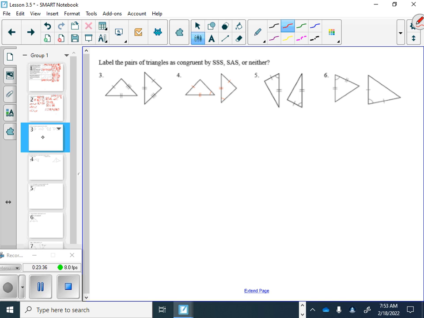For these next four, I'm asked to label the pairs of triangles as congruent by side, side, side, side, angle, side, or neither. Okay, it can be neither. All right, so number 3. Side, side, side, good. I've got 1 tick mark, 2 tick marks, 3 tick marks. So this is congruent by side, side, side.